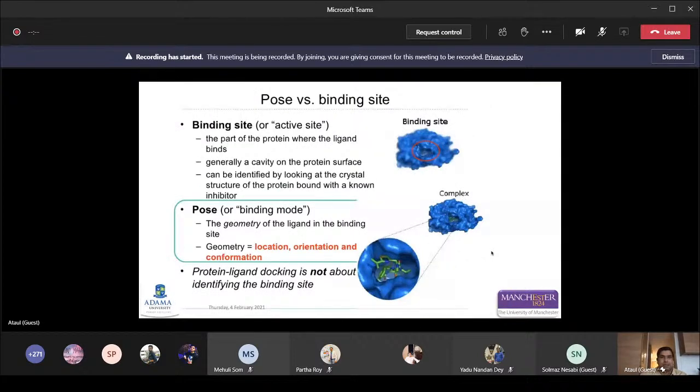The binding site, you obviously know, is where the ligand binds in the active site of the receptor molecule. It is generally the cavity. I also explained what a pose is: once we have the docking, a single molecule may have multiple conformations, and each conformation is known as a pose, or binding mode.